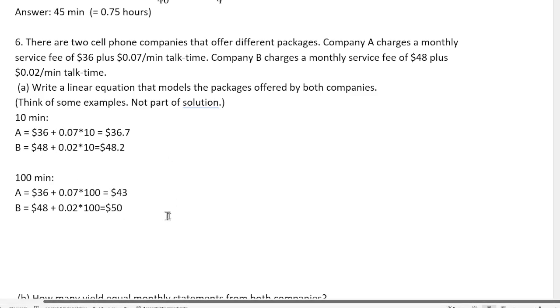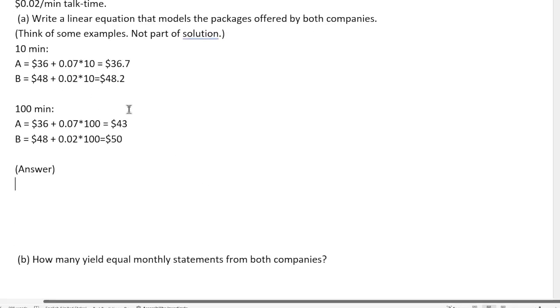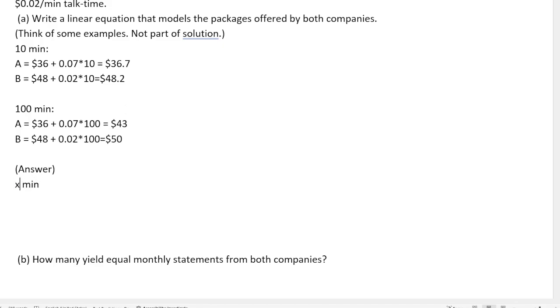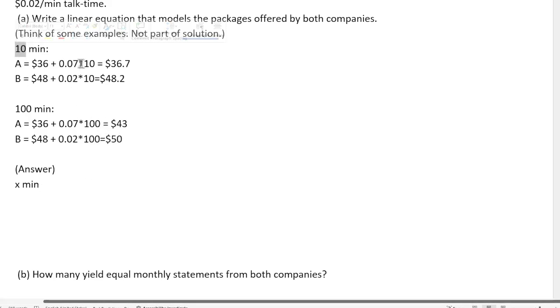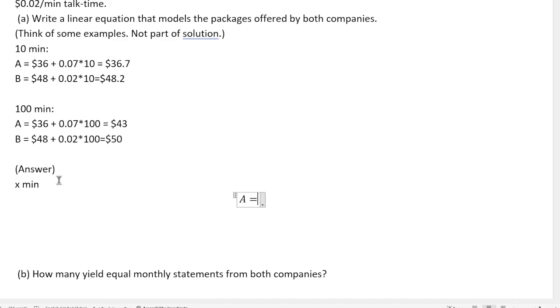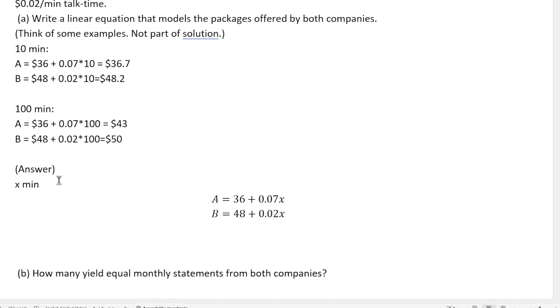Okay. After doing these examples, now you can write down the answer, which is that if x is the amount of minutes, then, see, whatever this was, we're placing it right here. So we see that company A would be 36 plus 0.07x, whereas company B would be 48 plus 0.02x. Okay, so that's how you make this linear model.